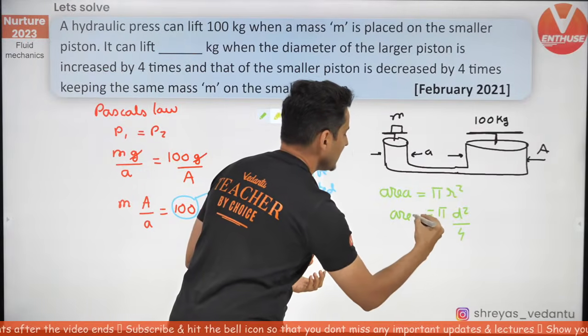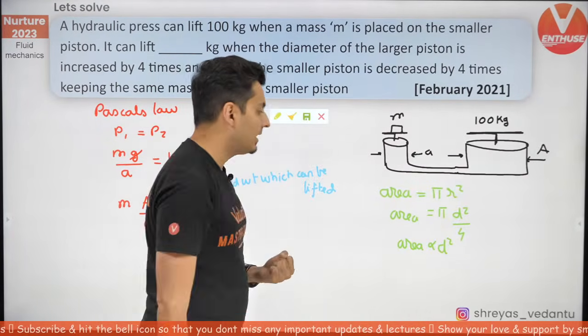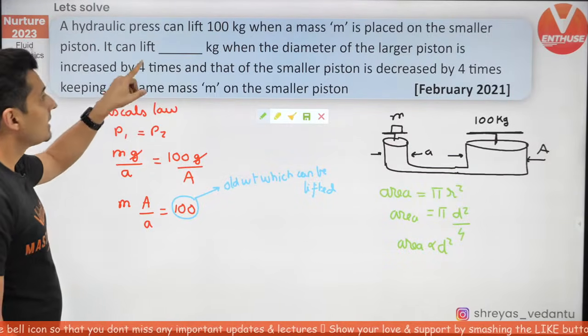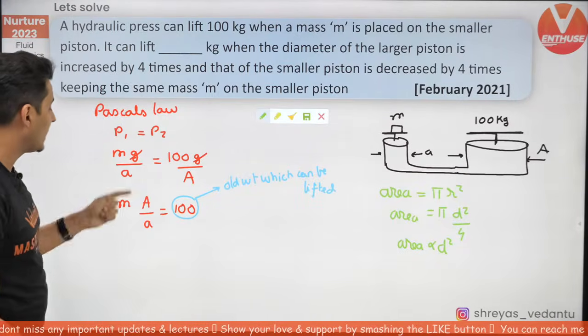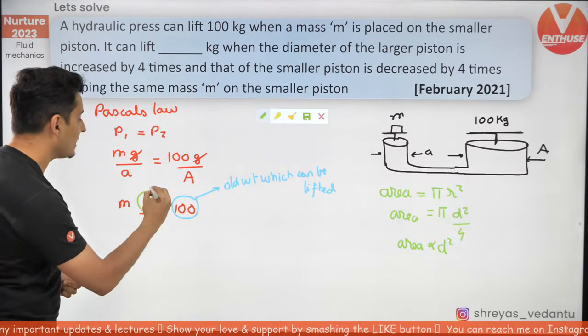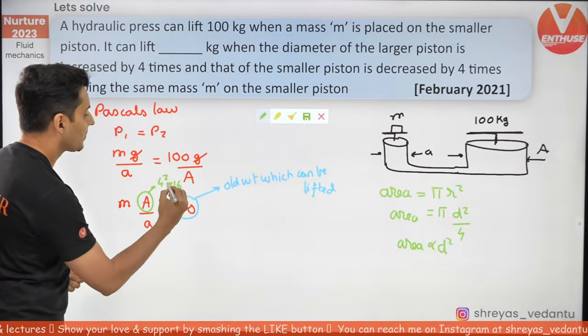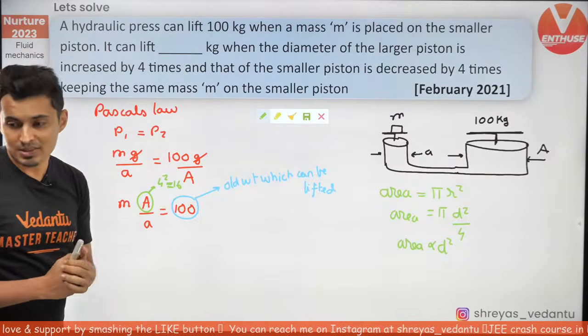So can you see that the area is actually proportional to the square of the diameter? Think, if the larger piston's diameter is increased 4 times, the area will increase 4 squared times, which is nothing but 16 times. Do you agree with this? Capital A will increase 16 times.